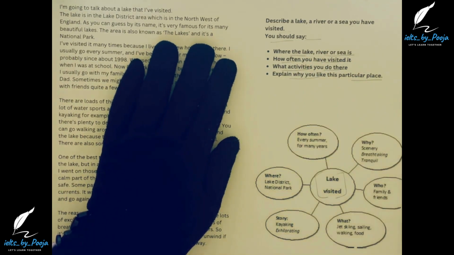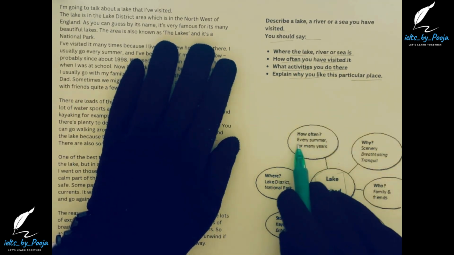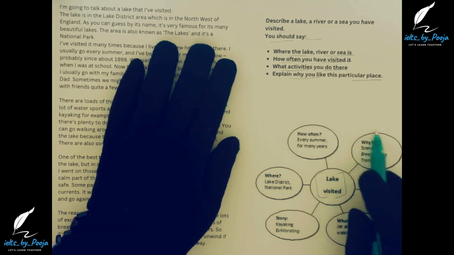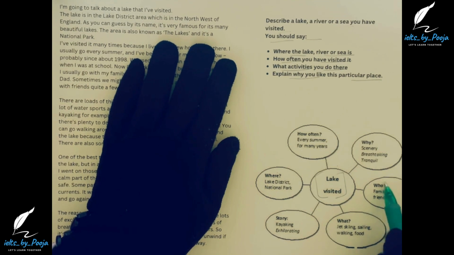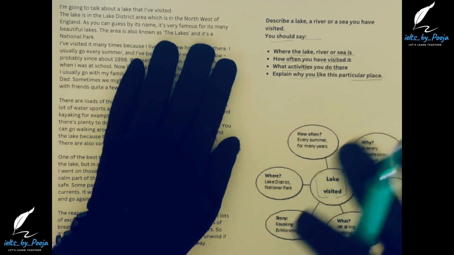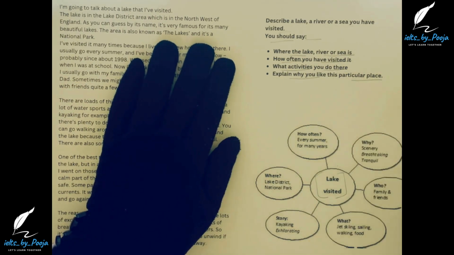So what you have to mention: where the lake is, where and how often you visited there, and why you go to that location. See why you like that particular place, who you go there with, like family, friends, or whatever you want to cover, and what activities. So you tell what activities or the stories about that, like what things you like about that. You can say the lake, river, or sea.